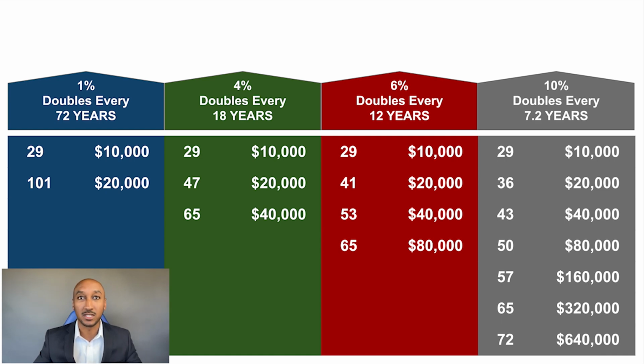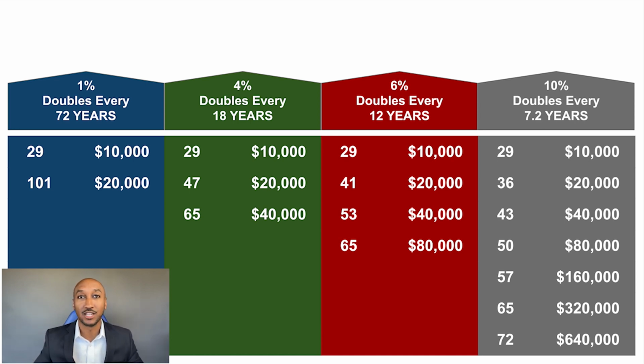When doing this calculation, you want to take the interest rate that you're earning and divide it into the number 72. For example, if we take a look at each one of these color sections, you can see that each section is actually earning a different interest rate. So here in the blue section, you can see that the interest rate is 1%. So what you'll do is take 1 and divide it into 72. And the answer that you come up with tells you an approximate amount of years it'll take for that money to double. So 1 divided into 72 is 72. So if someone's earning 1%, their money's going to double every 72 years.